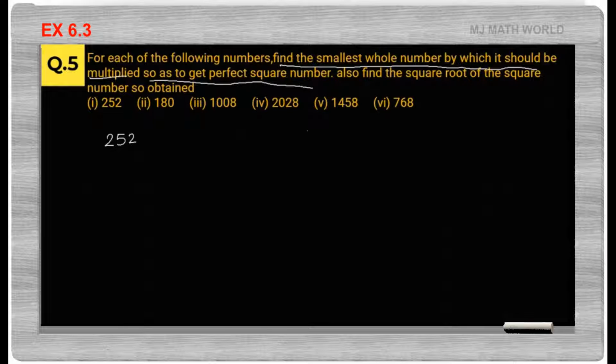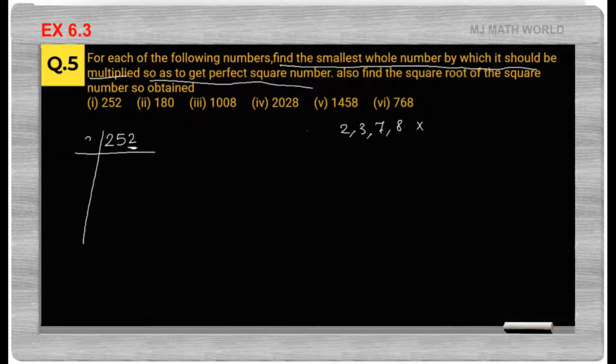Look at this number. This number is not a perfect square. The last digit is 2. Numbers ending with 2, 3, 7, 8 are not perfect squares. To make 252 a perfect square, first we will do prime factorization. We have to find the factors of 252. First we draw a line like this.